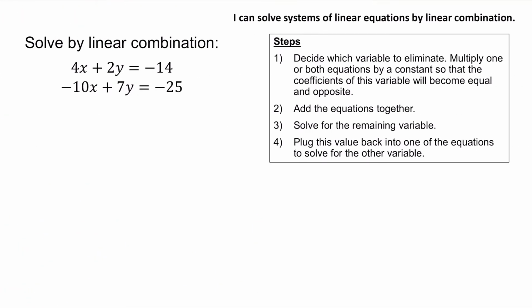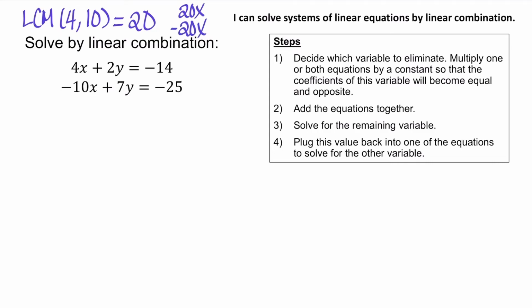So now let's try solving this system by linear combination. So once again, I'm going to look for the variable that I want to eliminate. Well, I noticed that in my top equation, my x term is positive, and in the bottom term, it's negative. So I'm going to try to figure out the LCM of 4 and 10 so that I know what to multiply by. Well, if I list out the multiples of 4 and 10, the LCM is actually going to be 20.